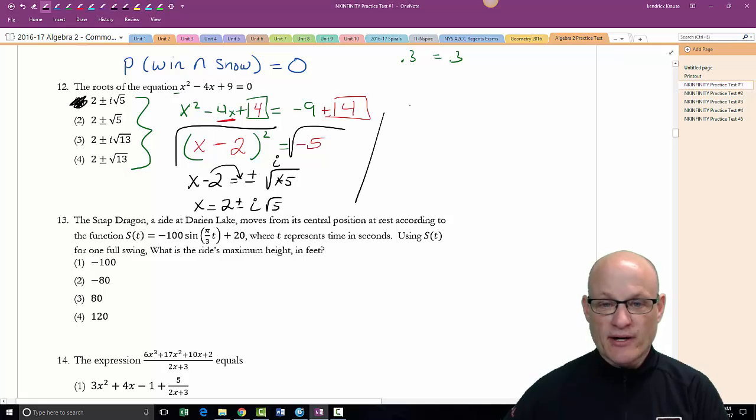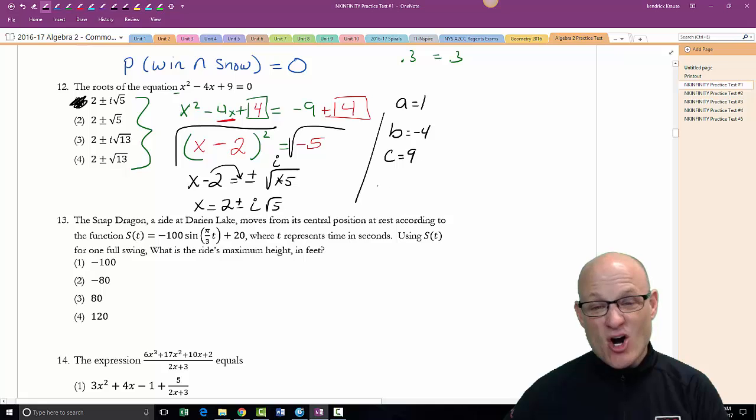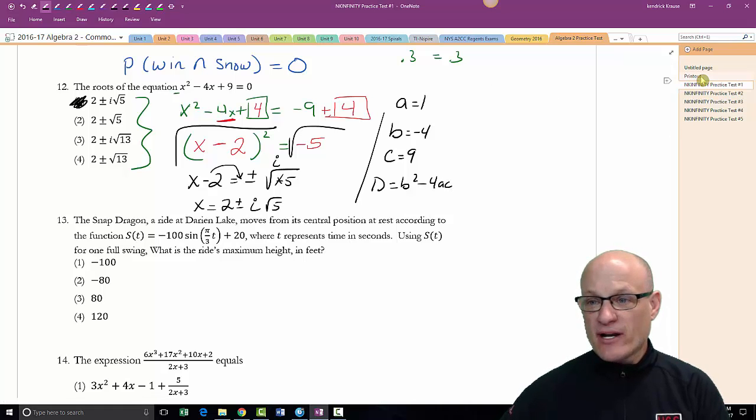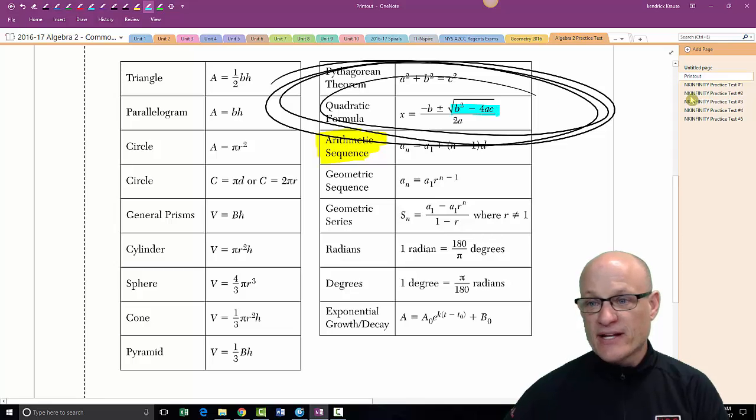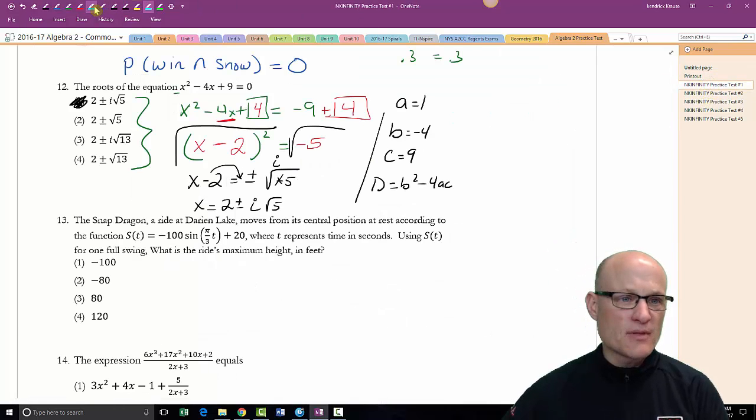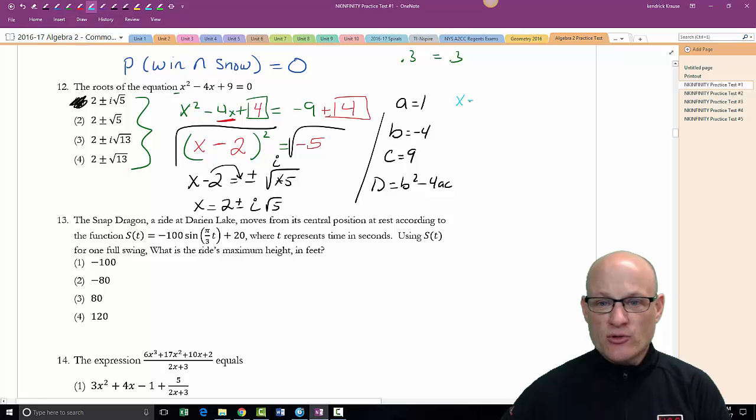Now let's try it using the quadratic formula. A equals 1, B equals negative 4, C equals 9. I always do D, which stands for discriminant, B squared minus 4AC. Remember, the quadratic formula is on your formula sheet. It's right there. Okay, and there's the B squared minus 4AC right there. And that's the piece I'm going to do right now. So x equals negative b is 4 over 2 times 1. I always split these up. Plus or minus the square root.